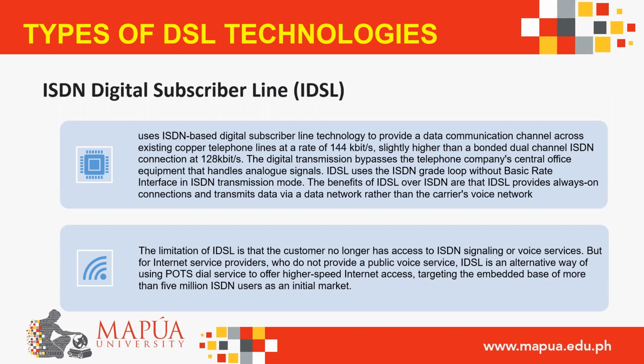The benefits of IDSL over ISDN are that IDSL provides always-on connection and transmits data via a data network rather than the carrier voice network. The limitation of IDSL is that the customer no longer has access to ISDN signaling or voice services. But for internet service providers who do not provide a public voice, IDSL is an alternative way, using POTS dial service, to offer higher speed internet access, targeting the embedded base of more than 5 million ISDN users as the initial market.